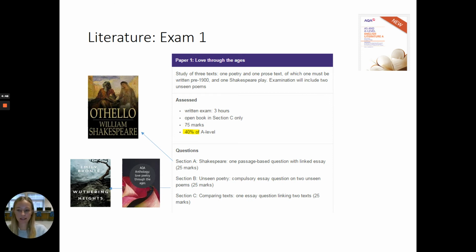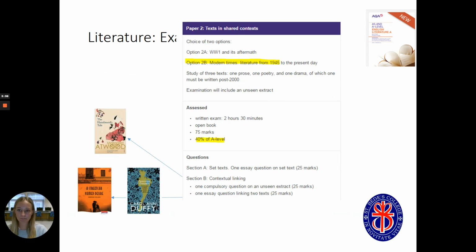So for this one, we study Othello, which is section A, and that's your Shakespeare play. Then for section B, you've got the unseen poetry, and you do the Love Through the Ages poetry anthology. And then for section C, you've got comparing texts. So you've got one essay question linking two texts, and you'll discuss Wuthering Heights within that section C.